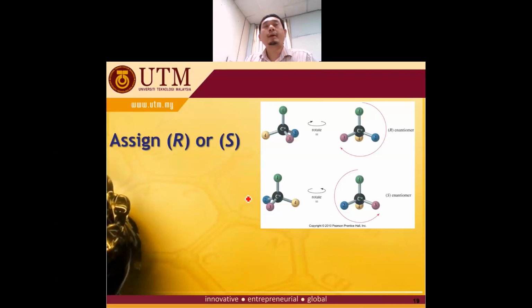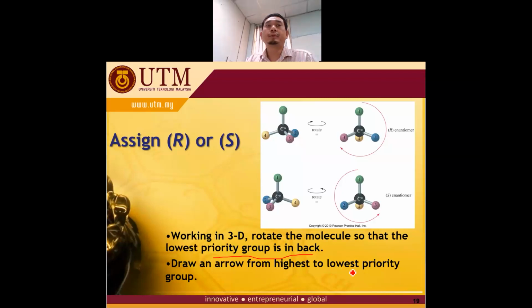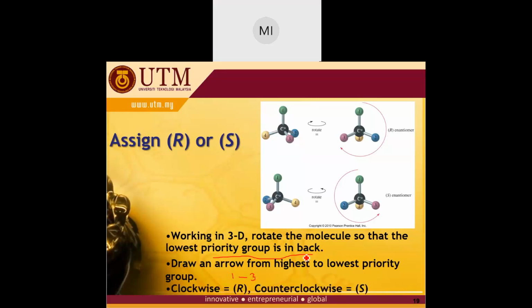To assign R or S, work in 3D and rotate the molecule so that the lowest priority group, number 4, is at the back. Draw an arrow from the highest to the lowest priority group, from priority number 1 to 2 to 3. If it is clockwise, we assign R. If it is counterclockwise, it is S.